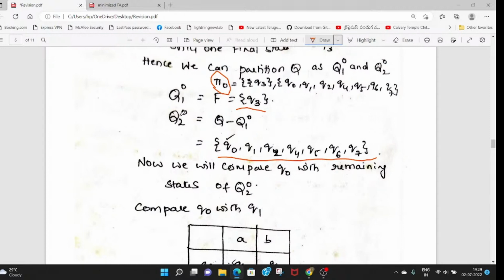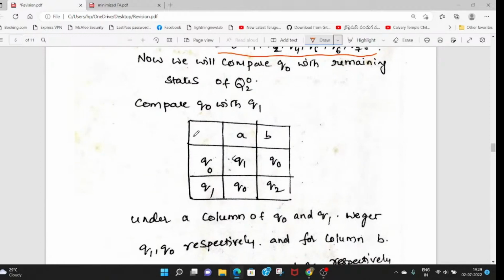So I will show you how to decide whether they are included in the same group or will be divided into different groups, a little bit later. So now you compare Q0 with Q1 with all possible inputs. Q0 with A goes to Q1 and Q0 with B goes to Q0. At the same time, Q1 with A goes to Q0 and Q1 with B goes to Q2. So now we are finding the combinations here.